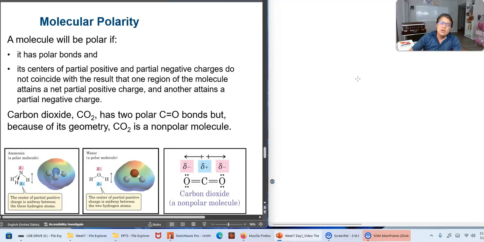Okay. So molecular polarity means some molecules are polar and some are non-polar, right? Polar means it has 2 electric poles. So a molecule will be polar if it has a polar bond.